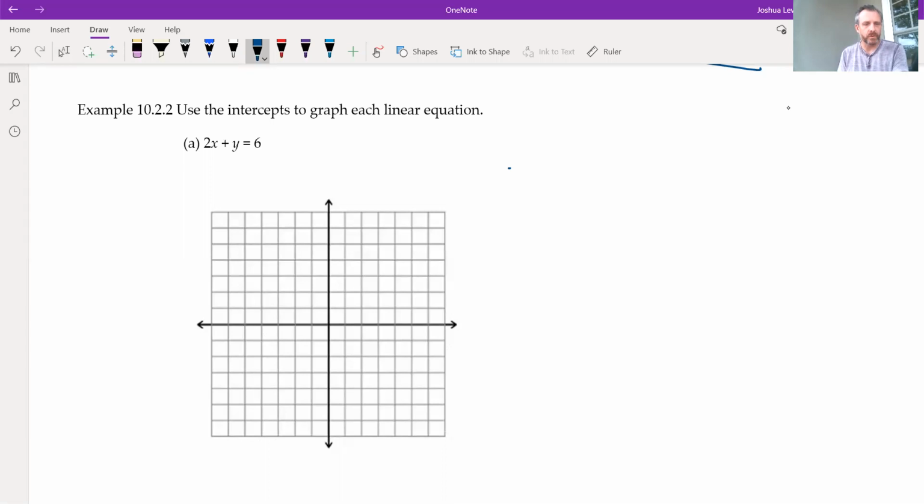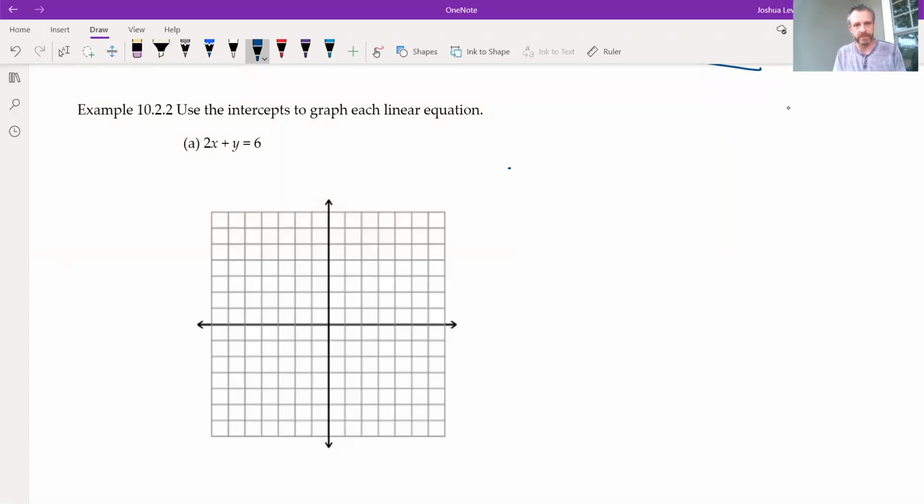Okay, so we know that to graph a line, you need how many points? Right, you need 2 points, right? Any 2 points, there's a unique line that goes through those 2 points. And what did we just learn how to find? Right, 2 particular points, the intercepts. So if we use those intercepts as our 2 points, we'll have the 2 points that we need to graph a line. So that's the first technique we want to use for graphing lines, is using intercepts.